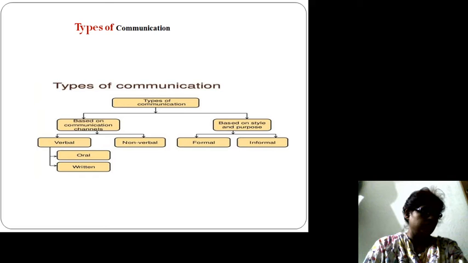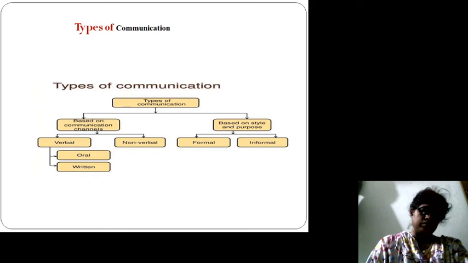So these are different types of communication, formal and informal communication. So formal, we have seen; what is informal? Informal communication means that kind of communication which is taking place within the organization but not in a formal manner.